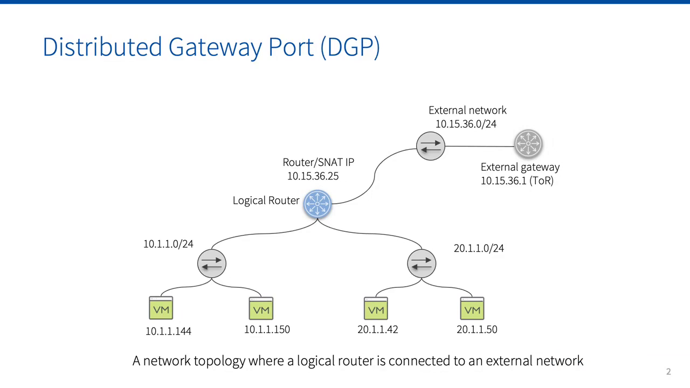In this simple topology, a logical router is connected to two overlay logical switches and an external network with IP prefix 10.15.36.0/24 using a distributed gateway port. When traffic from the VMs attached to overlay logical switches needs to go into the external network, the source IP address of the packets will be translated to the router IP 10.15.36.25 by the centralized flows associated with the distributed gateway port.